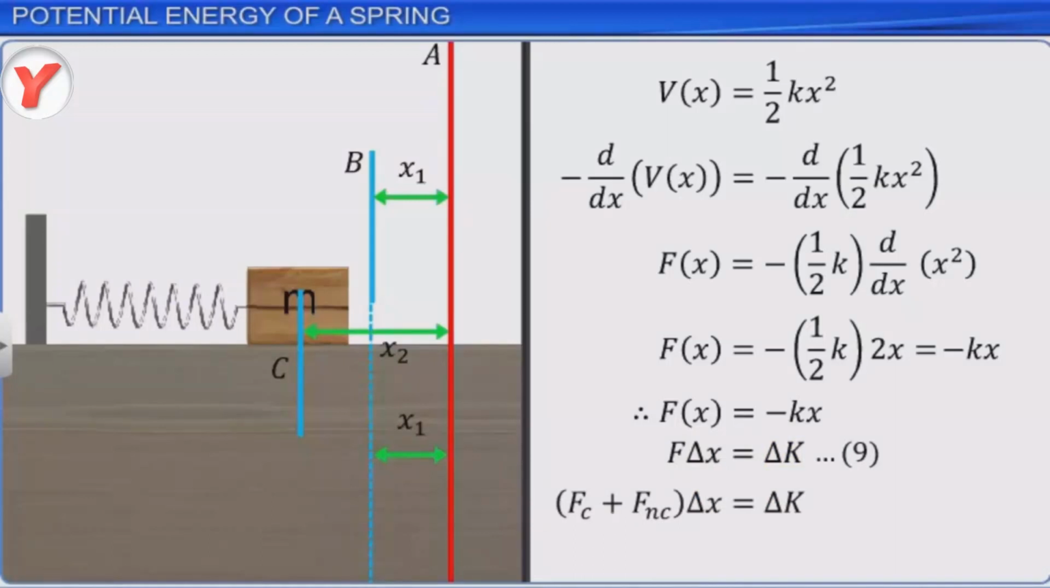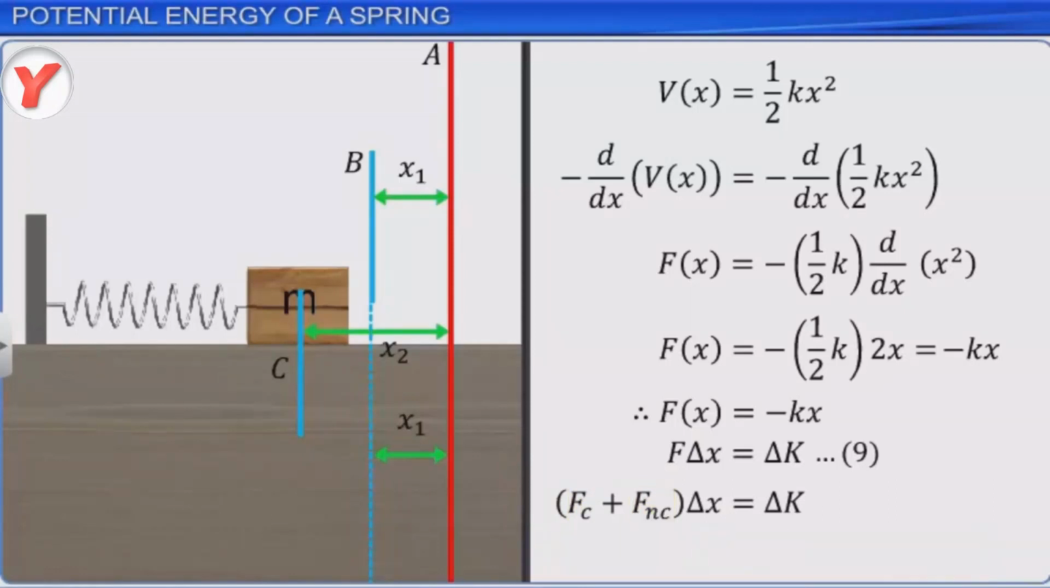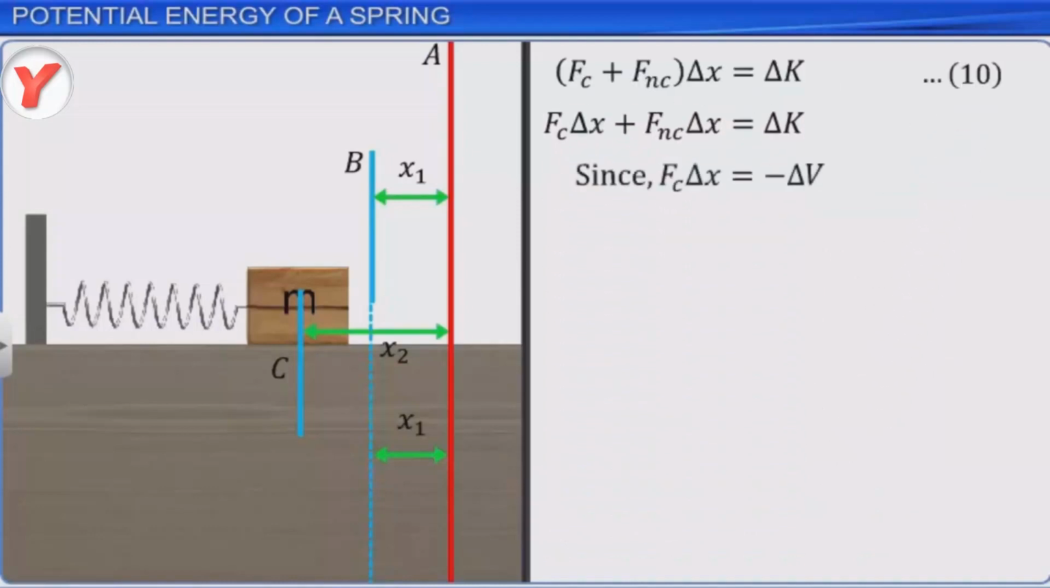Now if the forces acting on the body include both a conservative force Fc and a non-conservative force Fnc, then equation 9 can be written as (Fc plus Fnc) delta x is equal to delta K. Let this be equation 10. Simplifying, we get Fc delta x plus Fnc delta x is equal to delta K. Since Fc delta x is equal to minus delta V in equation 10, we get minus delta V plus Fnc delta x equal to delta K. Let this be equation 11.